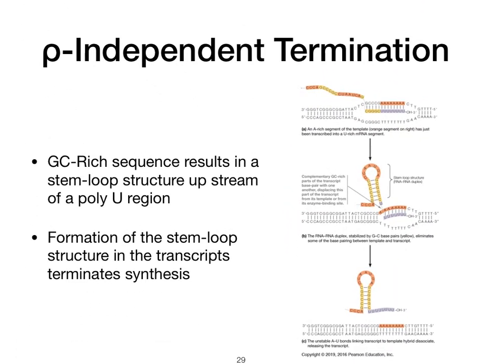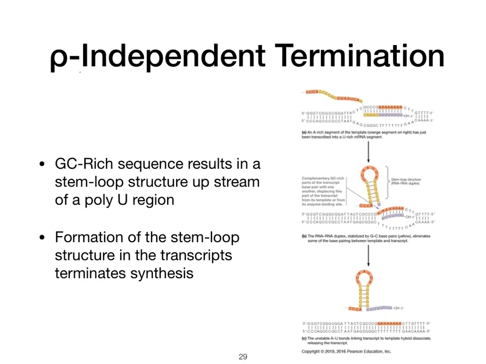So first we're going to talk about rho independent. So rho is a protein. So this is termination without an assistive aid. At the end of the gene or after the stop codon, there's often a GC-rich sequence that's going to result in a stem loop structure upstream of a poly-U region or just post-stop codon. So this is another word for a hairpin.